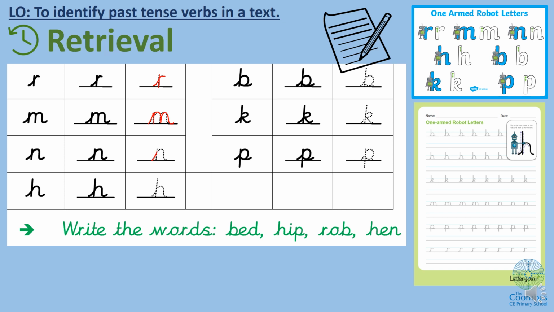Once you have practiced every letter, then you can try challenging yourself to write the words that are written below, and that just helps you to practice joining up letters. So those words are bed, hip, rob and hen. Once you have practiced all of your one-arm robot letters, you can go on to the next slide and show that you are ready for today's learning.